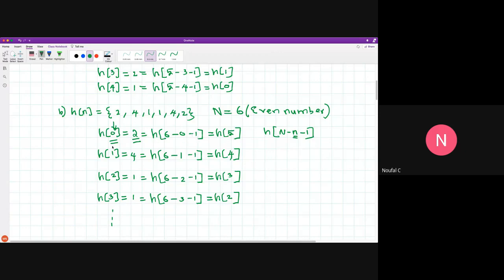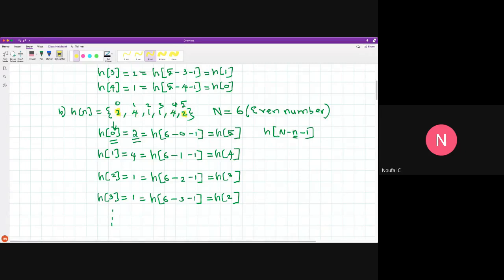So this says that h of 0 and h of 5 must be equal. And if you look at the values, h of 0 and h of 5 are equal, considering the indices as 0, 1, 2, 3, 4, and 5. Let me take another example, h of 1. h of 1 is actually 4, and it is equal to h of 6 minus 1 minus 1, which is h of 4. We can see that h of 1 and h of 4 are equal over here.